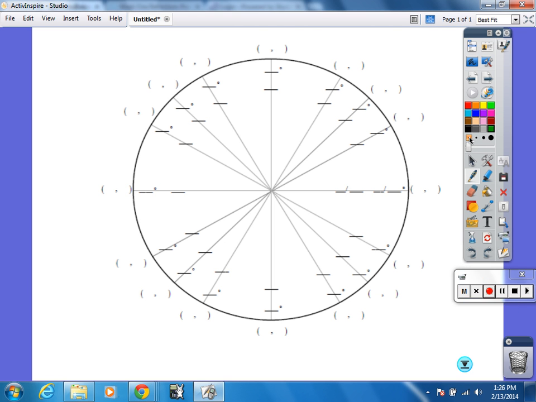Okay. So, here we go, ladies and gentlemen, boys and girls. We are doing the unit circle. I kind of semi-talked about the unit circle last time.